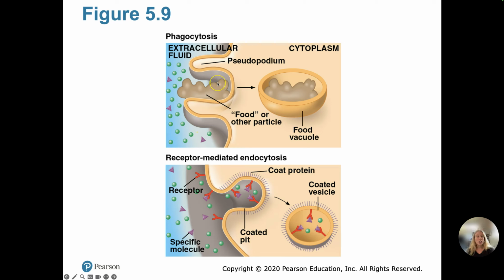It's where the cell's going to engulf food or another particle, could even be a bacteria if it's a white blood cell, and it will pinch off and form a vacuole, which will then meet up with a lysosome and its digestive enzymes to digest whatever is inside the vacuole. Receptor-mediated endocytosis is very specific for a certain type of molecule that the receptors are shaped to attract. You will get some byproducts with it, but the point of it is to get certain molecules inside the cell.